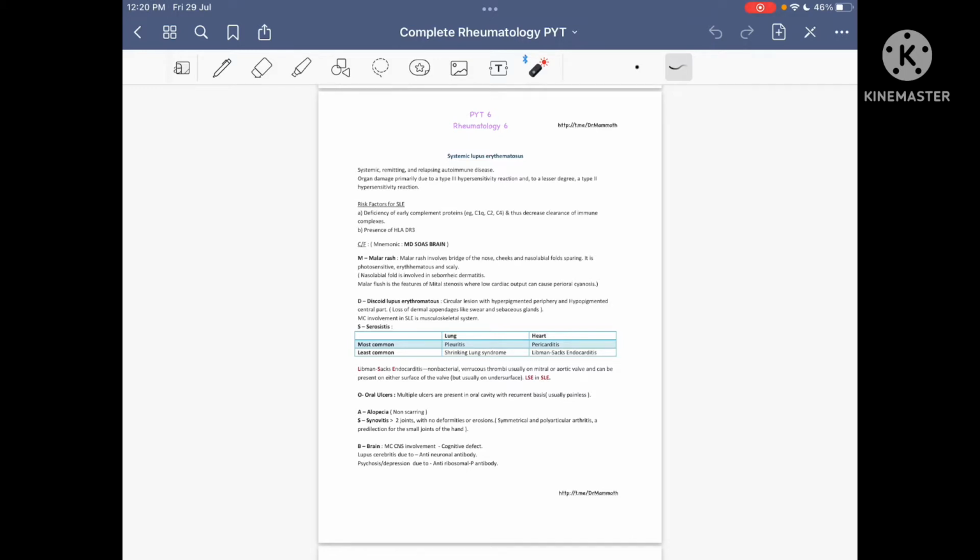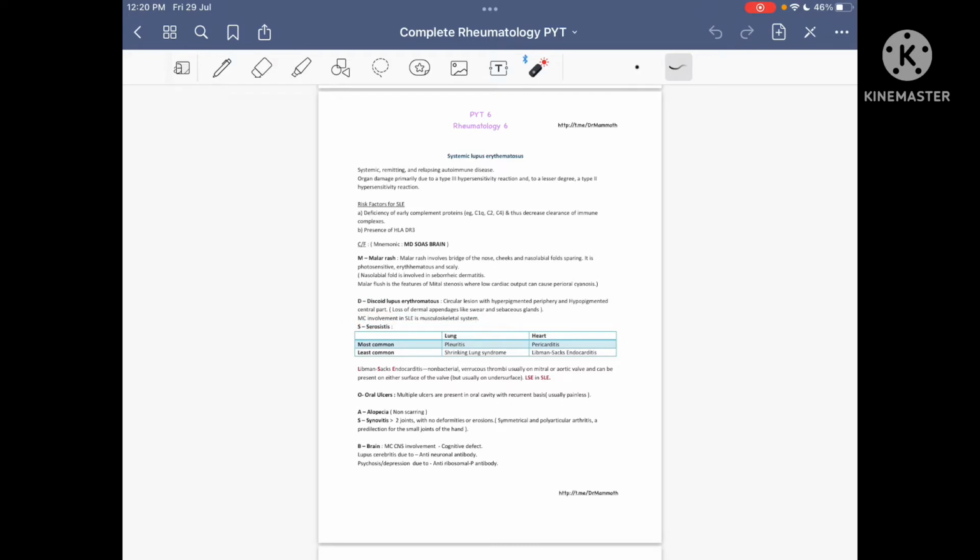S stands for serositis. In lung, most common is pleuritis and least common is shrinking lung syndrome. In case of heart, the most common is pericarditis and the least common is Libman-Sacks endocarditis. Most common involvement in SLE is musculoskeletal system.